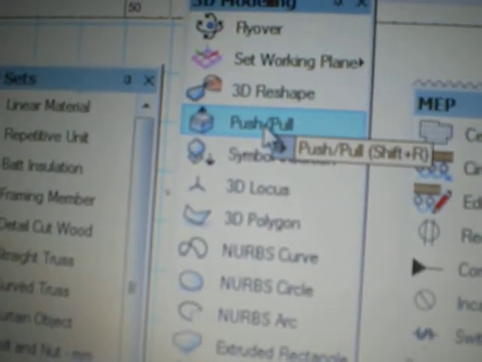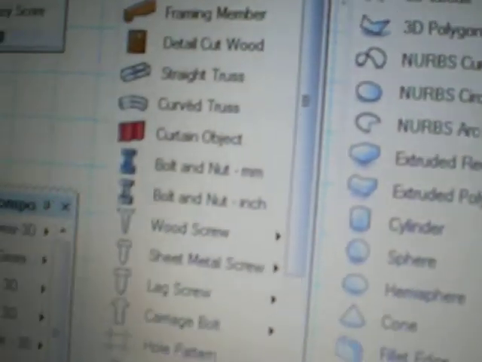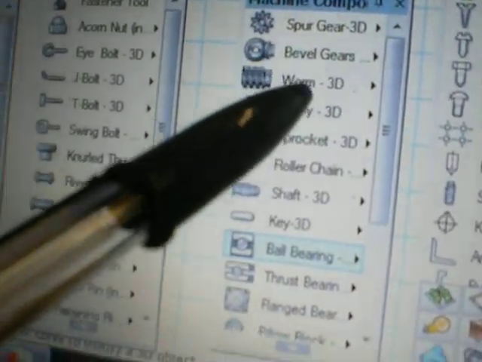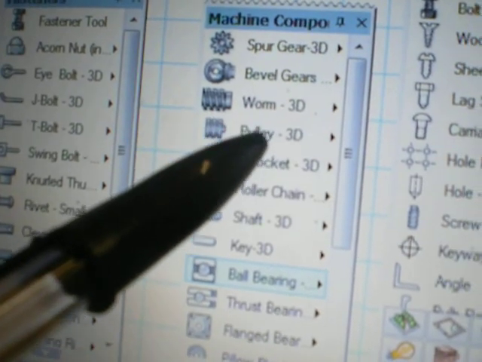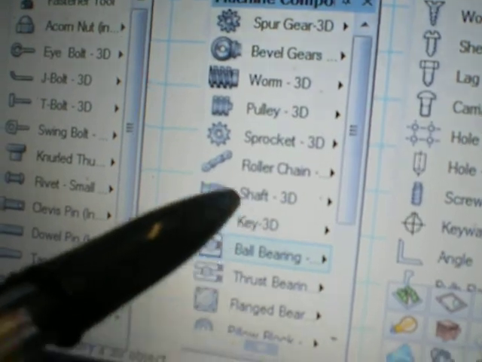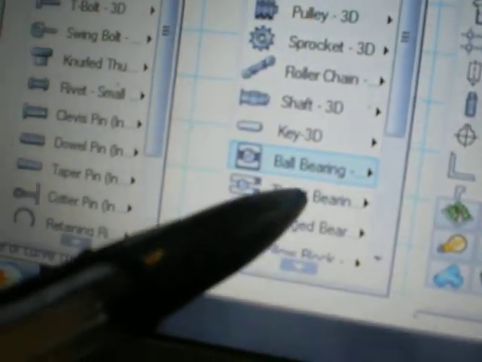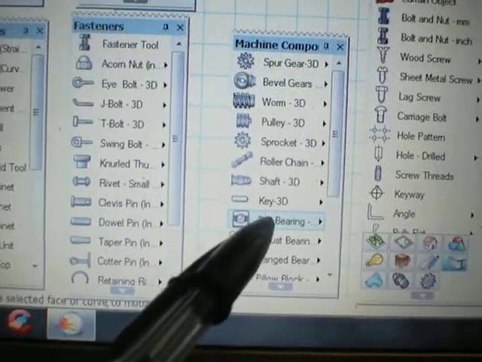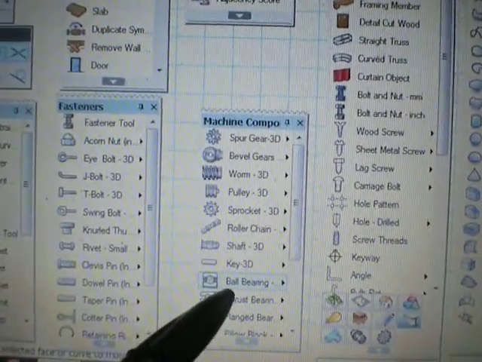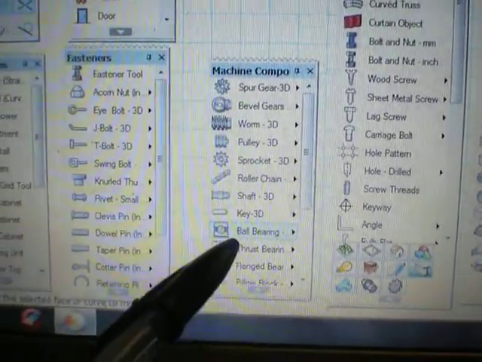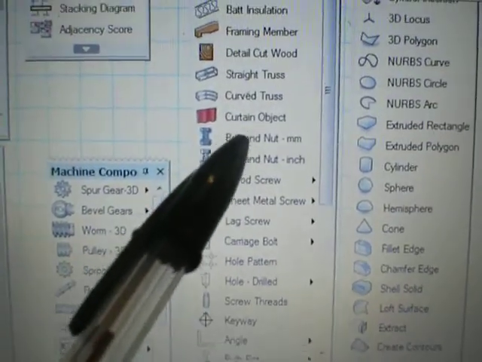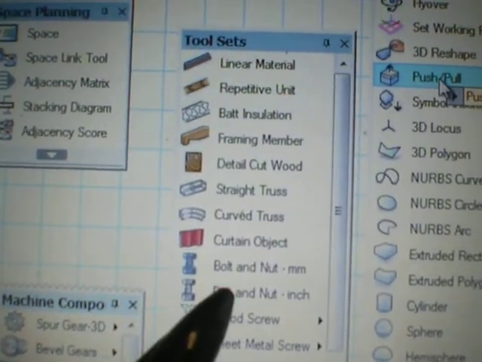And then now we want to talk about some machine components. Here we have some spur gear 3D, bevel gears, and pulley 3D and roller chain. So there's lots of physics here, and ball bearing, which is to do with friction. Now if you're good at friction, you will understand how ball bearing works and why they exist and why you use them. And also now about bolt and nut, right, in tool sets.